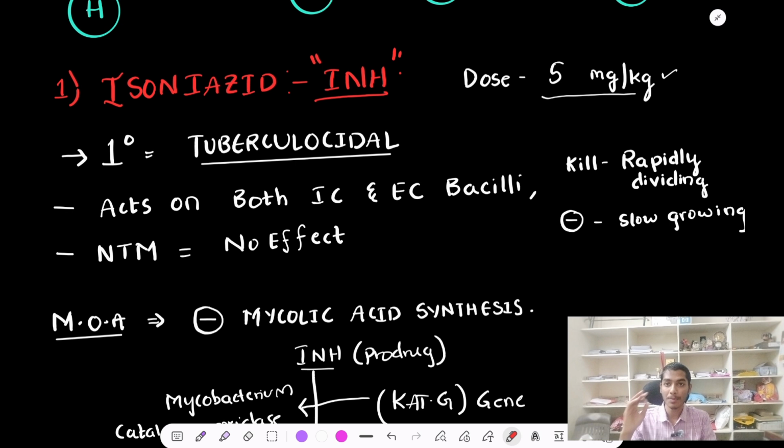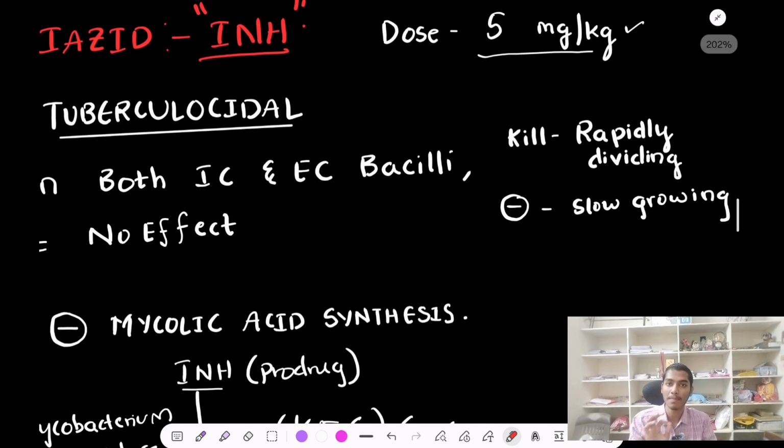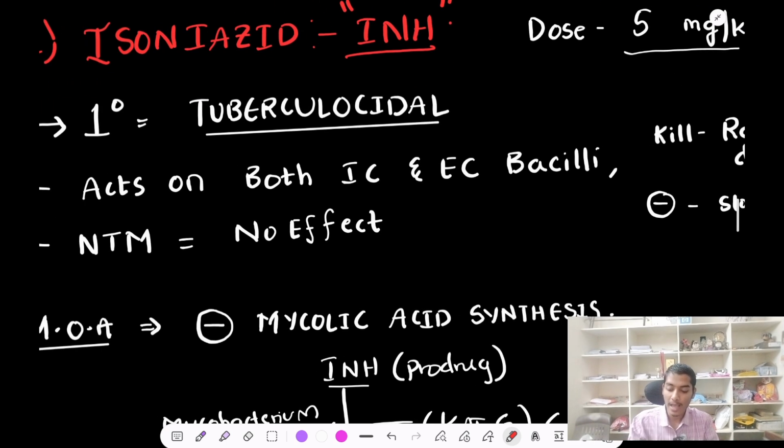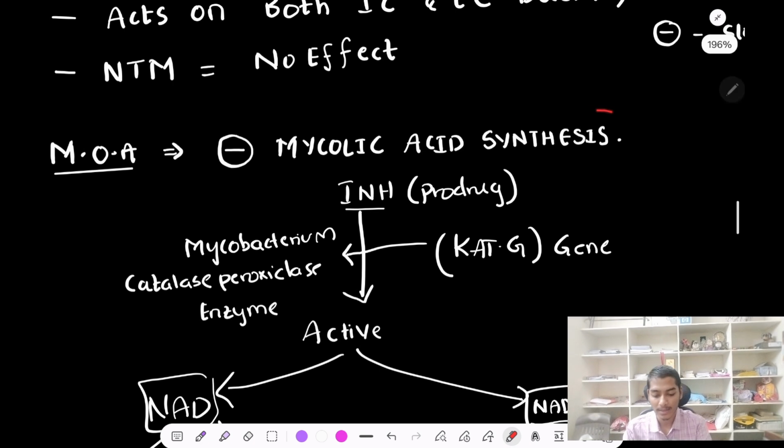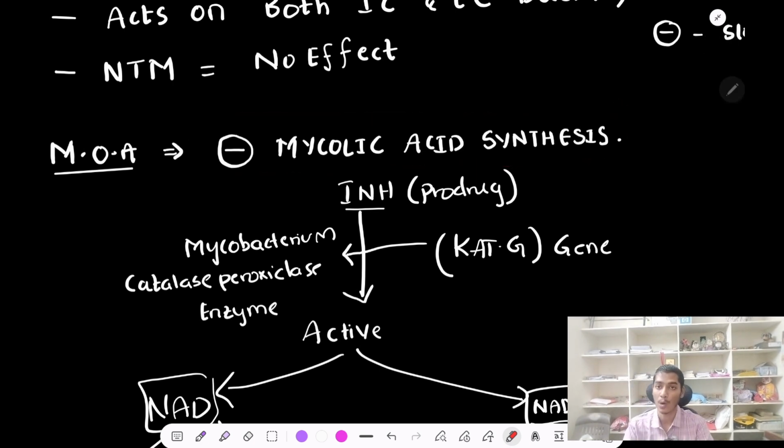It is primarily tuberculocidal. It affects both extracellular as well as intracellular bacilli, and it kills the extracellular bacilli, whereas it just inhibits the slow growing bacilli. That you need to remember. Whereas for non-tuberculous mycobacteria, it has no effect. That you need to remember. Then the mechanism of action: you can just remember this one line if you forget everything else, that it inhibits mycolic acid synthesis.